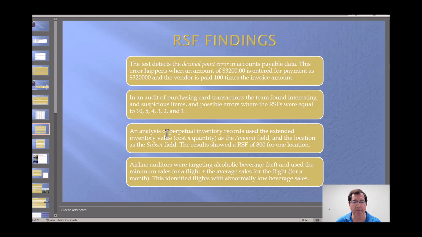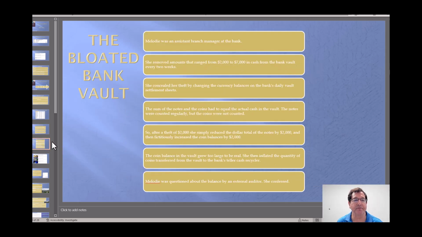We've used this in perpetual inventory records, and we found cases where the largest was way out of line with the second largest, and that largest number was an error. I've worked with airline auditors, and we looked at alcohol sales on flights, and those were the days when you could still pay in cash. I think those days are long gone.